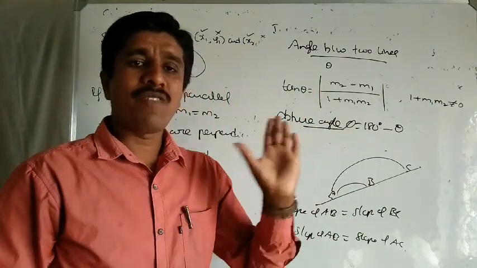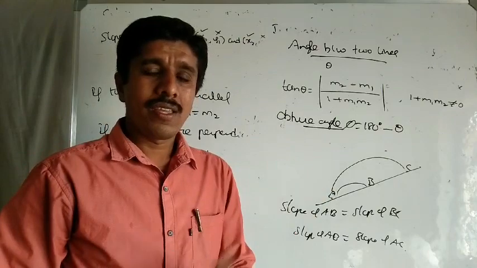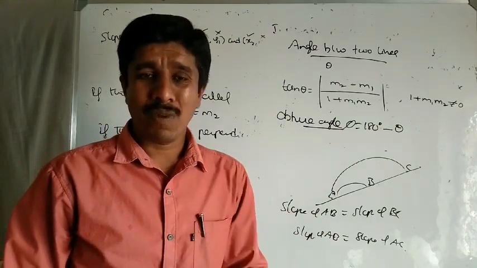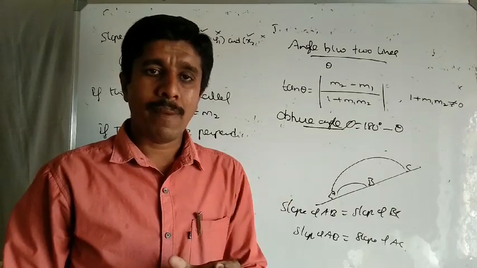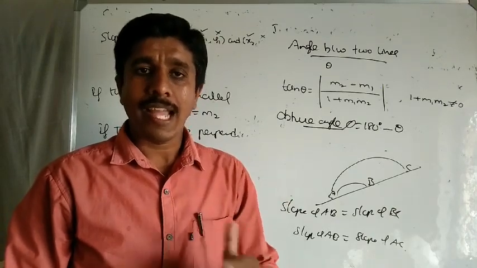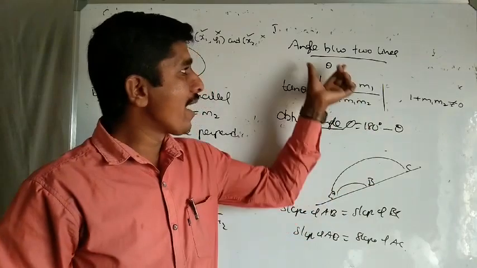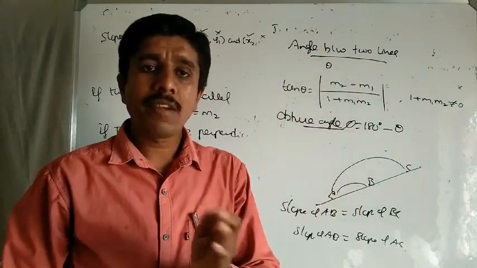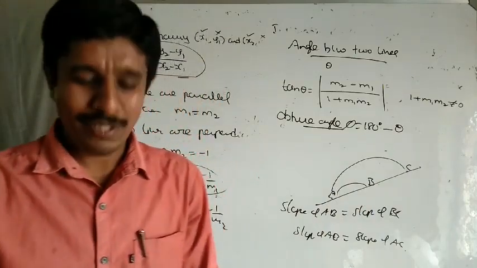We make a list of all formulas in a separate sheet, starting from here: inclination of a line, slope of a line, slope of the line passing through 2 points, condition for parallel lines, perpendicular lines, angle between two lines, and next, condition for collinearity of 3 points. Now you go to the problems.